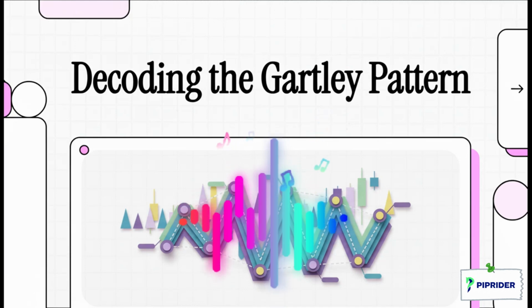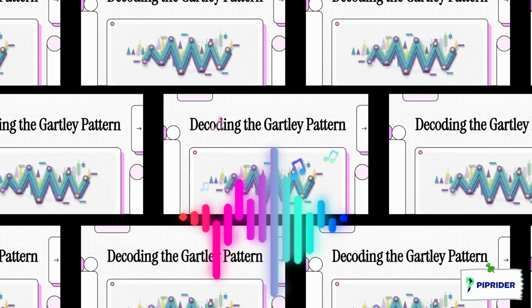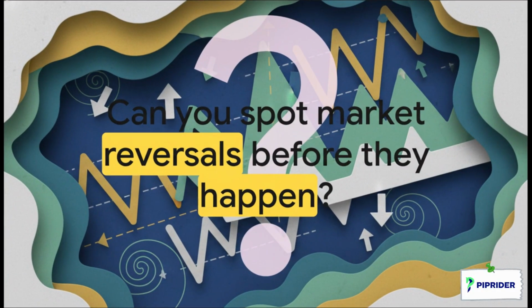Have you ever watched a trend just completely flip on a dime and thought, man, I should have seen that coming? Well, today we are decoding a classic chart pattern that's basically a blueprint for those exact moments. Seriously, this has been a go-to tool for traders for almost 100 years, and we're about to see exactly why. Let's jump in.